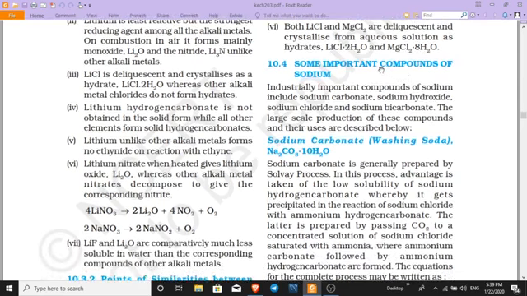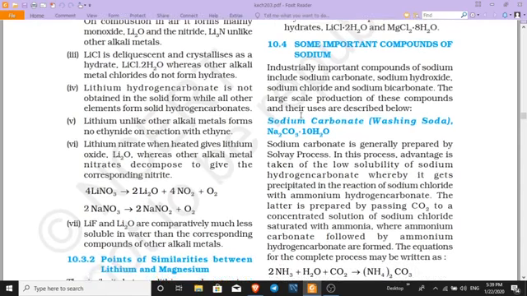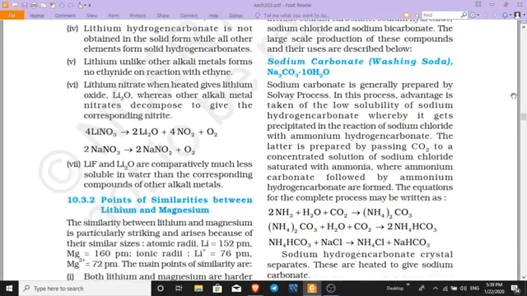Now, coming to some important compounds of sodium. Industrially important compounds of sodium include sodium carbonate, sodium hydroxide, sodium chloride and sodium bicarbonate. The large-scale production of these compounds and their uses are described below. Sodium carbonate, which is basically washing soda, its formula is Na2CO3.10H2O. Sodium carbonate is generally prepared by the Solvay process.